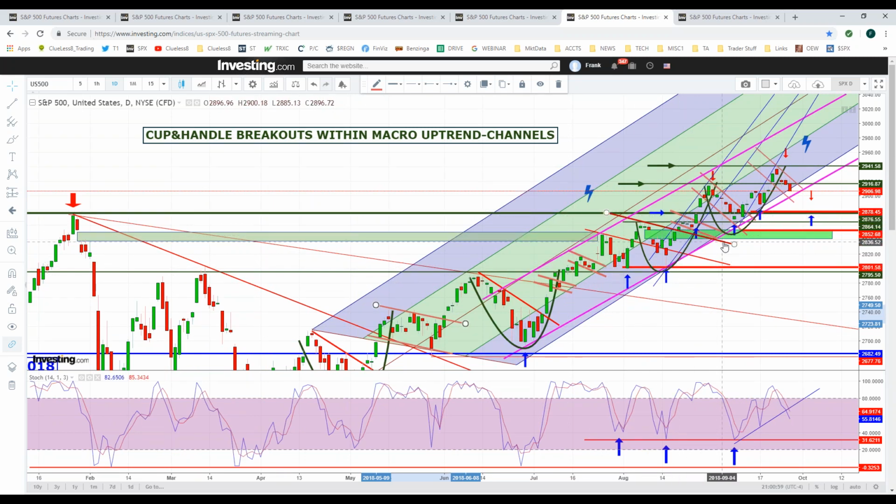Handle, which is the consolidation channel. Breakout. This was another cup, a deeper consolidation. This is actually not a cup and handle. This was more like a W pattern there. Okay? And W patterns are powerful. And that broke out. This is another cup and handle here. This is the consolidation we're going through right now.